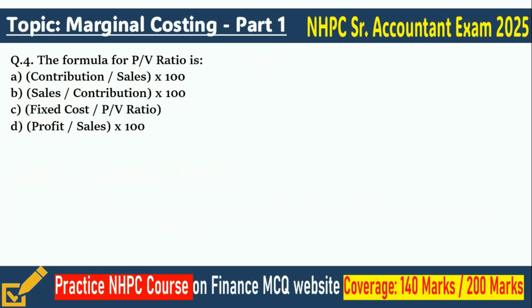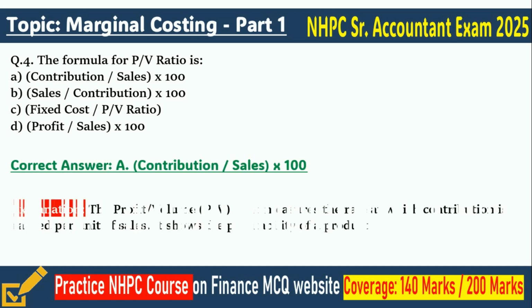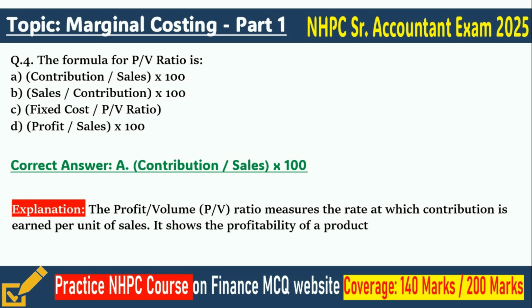Moving on. Friends, next question. The formula for profit volume ratio is option A, contribution divided by sales into 100. Option B, sales divided by contribution into 100. Option C, fixed cost divided by profit volume ratio. And last option, profit divided by sales into 100. So friends, what is the formula for profit volume ratio? The correct answer is option A, contribution divided by sales into 100. The profit volume ratio measures the rate at which contribution is earned per unit of sales. So it shows the profitability of a product.